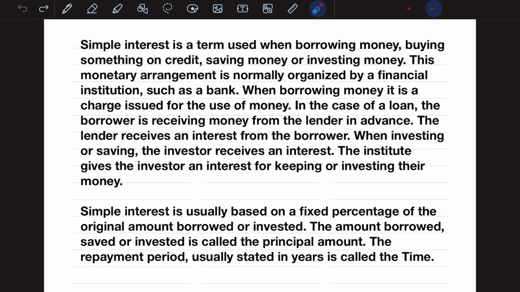Simple interest is usually based on a fixed percentage of the original amount borrowed or invested. That's the norm, but it's not limited to that. The amount borrowed, saved, or invested is called the principal amount. The repayment period, usually stated in time, is called years. And then we also have the interest rate, which we will learn about later. So pause the video and take down these definitions.